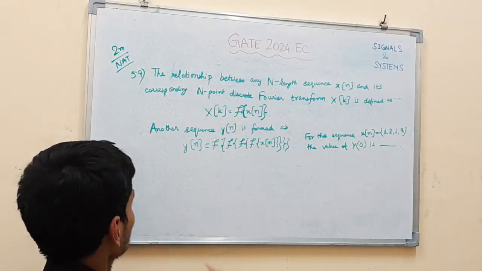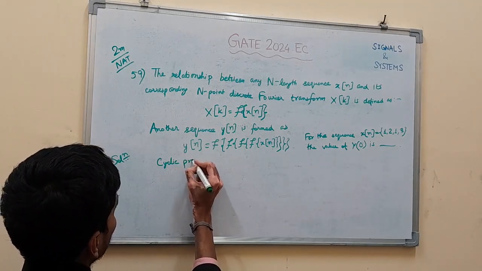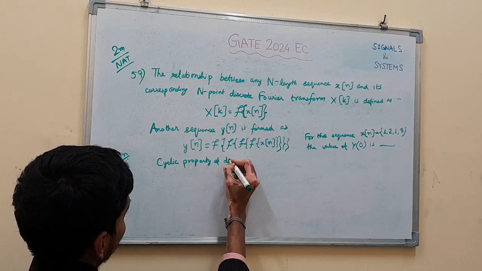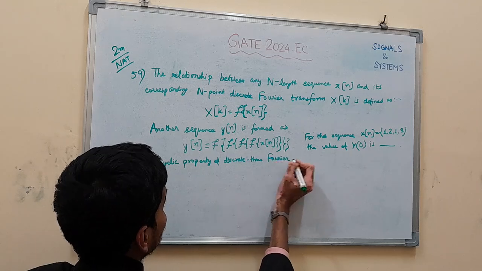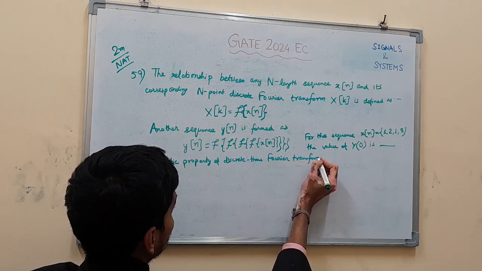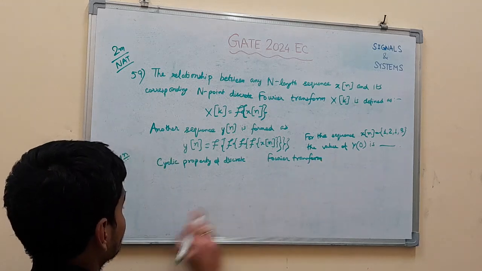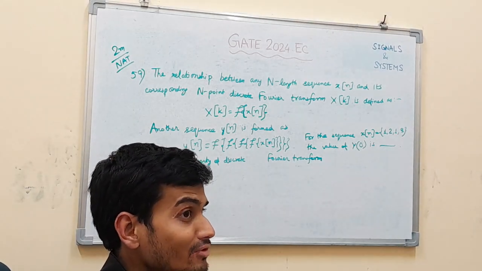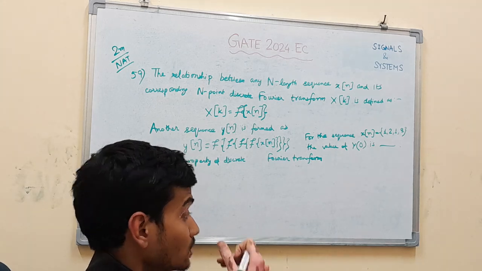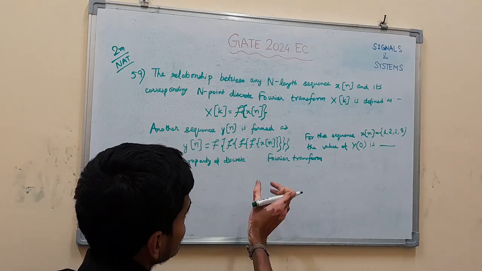Solution is easy. We will use the cyclic property of discrete time Fourier transform and discrete Fourier transform, DFT. Okay, the cyclic property is very easy actually. We have to manipulate the inverse function in the multiple times occurring Fourier transform in such a way that it comes in the form of inverse.